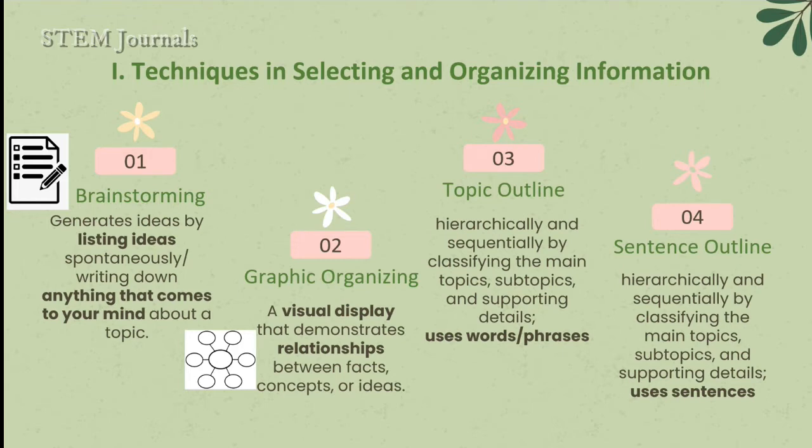Okay? Next is number 3, topic outline. Now, we actually, tatlo lang naman talaga tong techniques. Okay? Brainstorming, graphic organizing, and outline. But since there are two types of outlines, I'm going to mention both of them. So, outline is basically, ayan, sequentially by classifying the main topics, subtopics, and supporting details. It uses words and or phrases. So the difference between that and the sentence outline is, of course, sentence outline uses sentences.